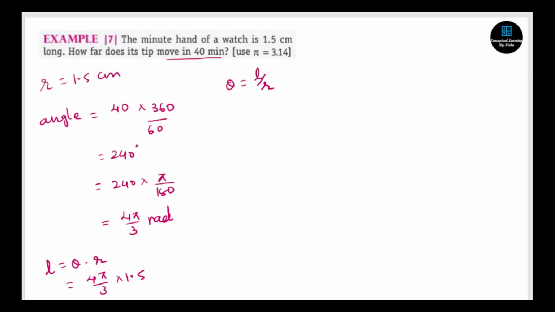Put pi equals 3.14. They asked us to put that. And when you simplify using those values, 4 into 3.14 into 1.5 upon 3, you'll get the length, how far the tip moves, so that is nothing but the distance: 6.28 centimeter, correct? Alright.